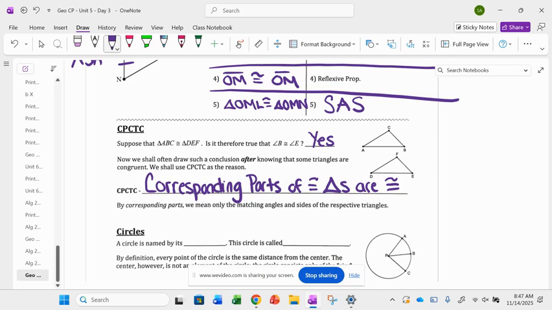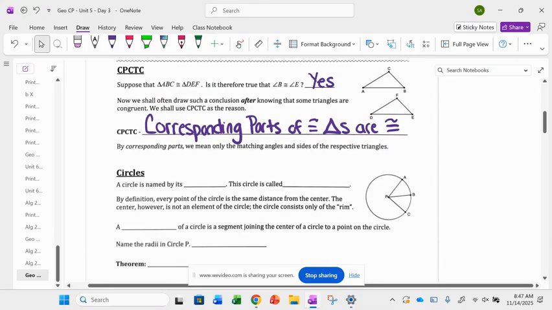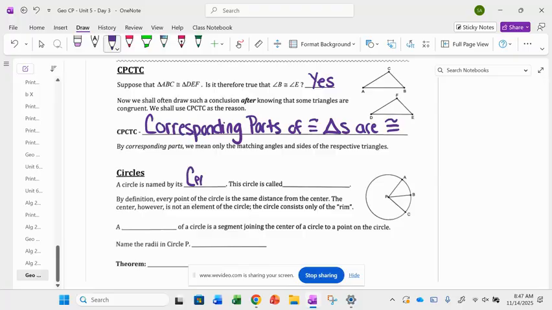Okay, next thing we're going to talk about are circles. A circle is named by its center. So the way we shortcut it is we're going to draw a circle, put a dot in the middle. And then you put the center point here, which is P. So this would be called circle P, capital letter P.